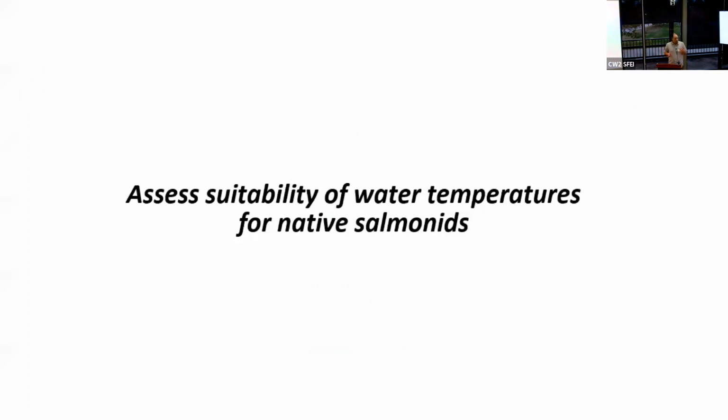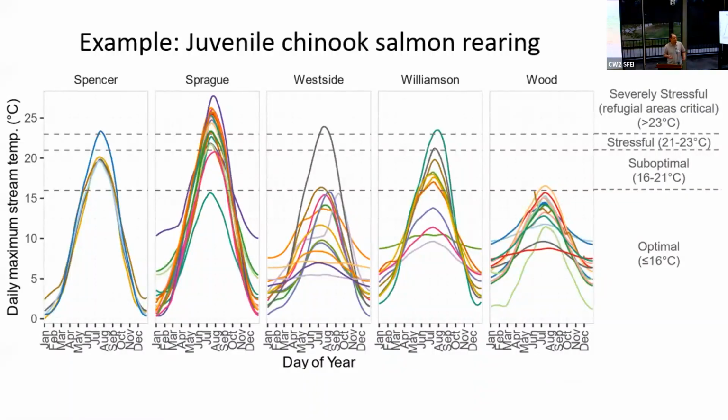We also looked at the suitability of temperatures for native salmonid fish. I'm just going to show one example here for juvenile Chinook, but we looked at other species and other life stages in the report. So here's a categorization split by subbasin, with every site being a different line there. So you can see in the Wood and West Side subbasins, it's some really cold water, almost all within the optimal range for juvenile Chinook rearing. And then in the Sprague River, during the middle of the summer, it gets pretty hot, and most places have temperatures that are stressful or severely stressful.